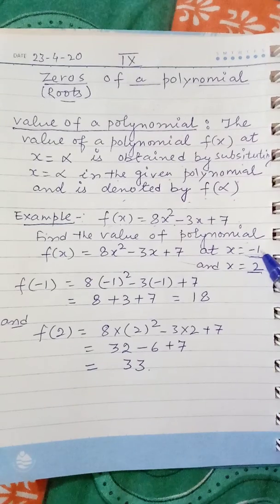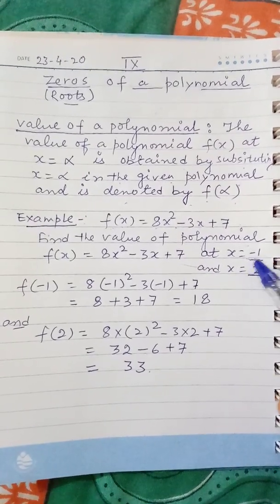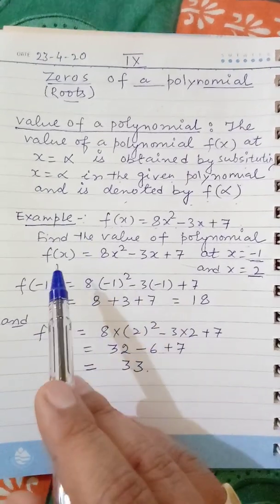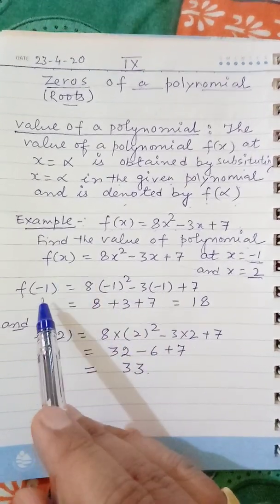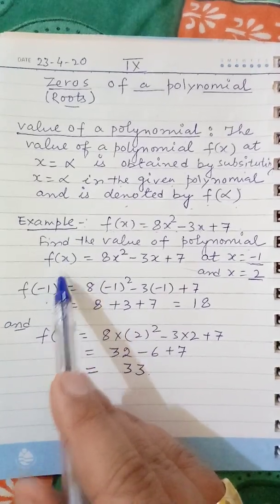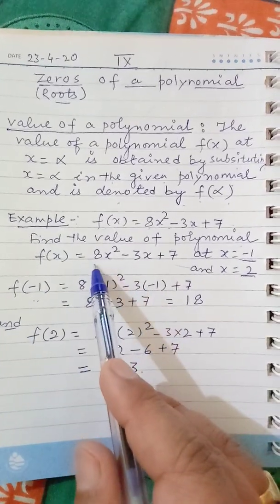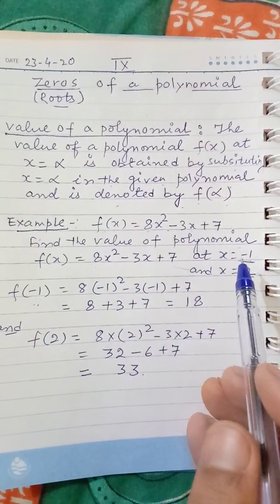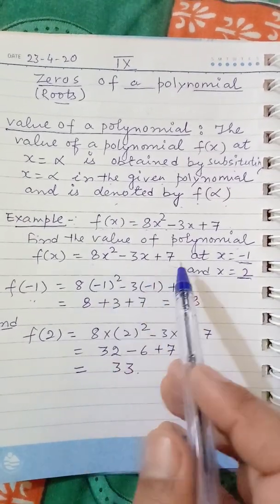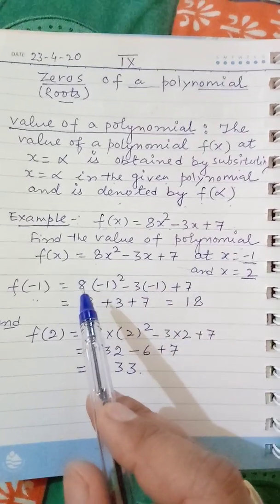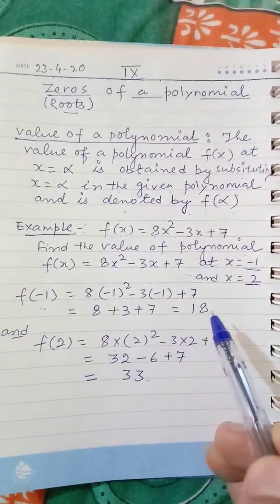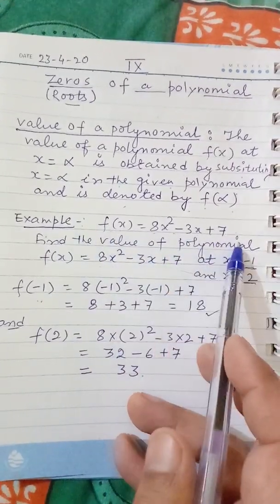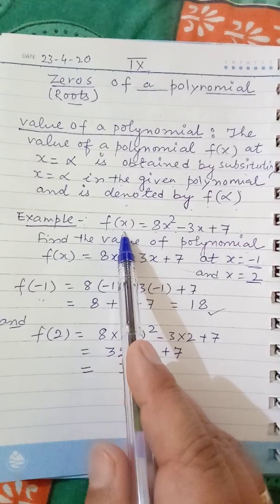First we take the case x equal to minus 1. Wherever there is x we will put minus 1. So on the left hand side we get f of minus 1. Similarly on the right hand side you put minus 1 everywhere x is appearing, and we get the result 18. So this is the value of this polynomial at x equal to minus 1.